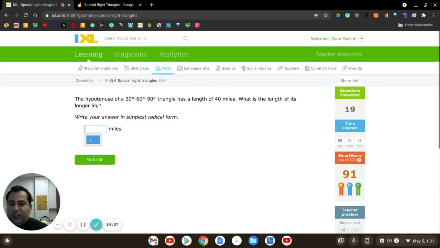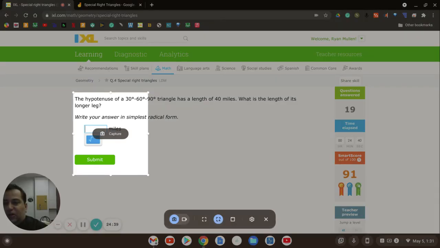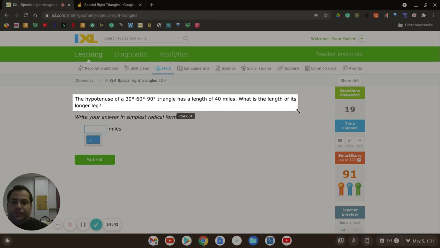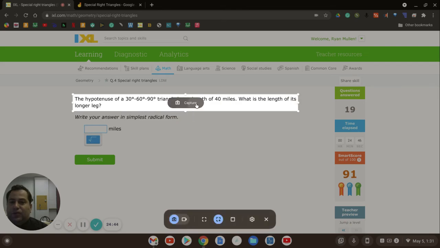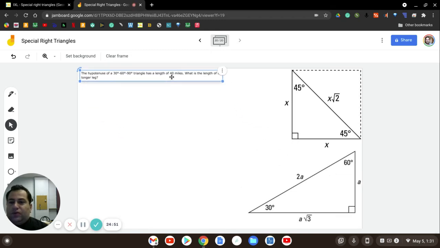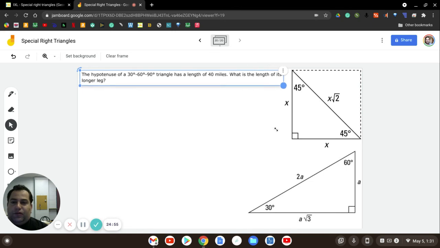And now we are in the challenge zone. All right, so let's copy this problem here. I might have to make it a little bigger.